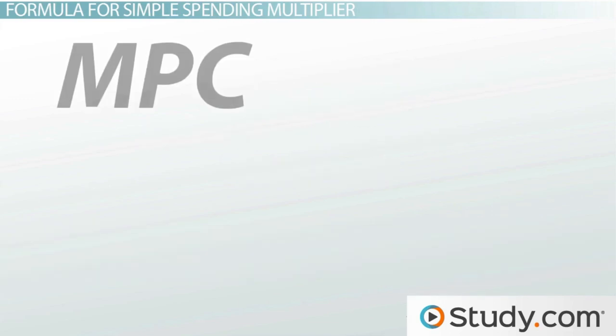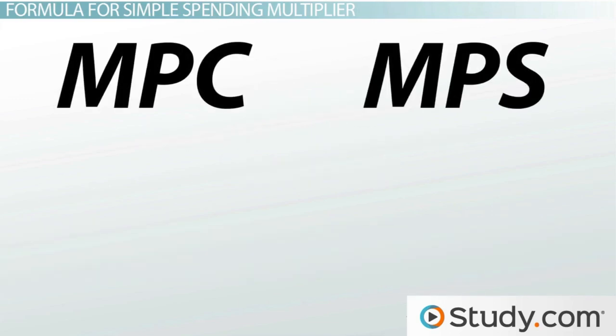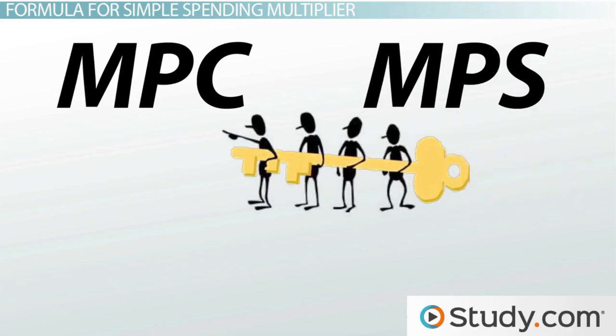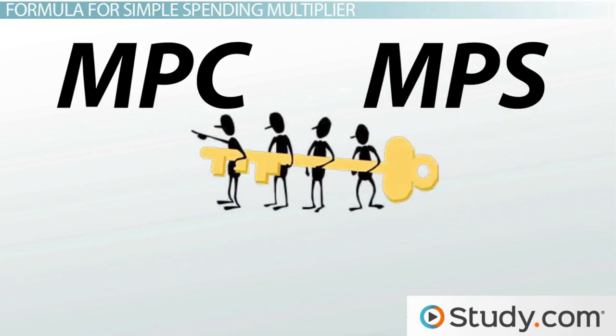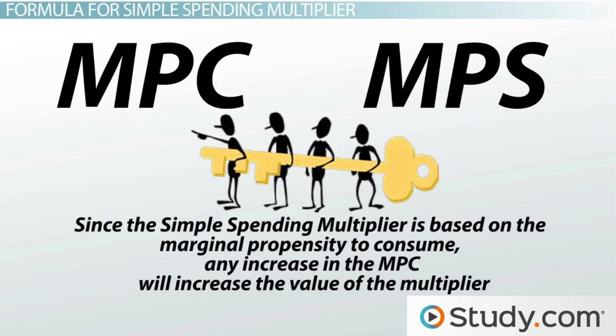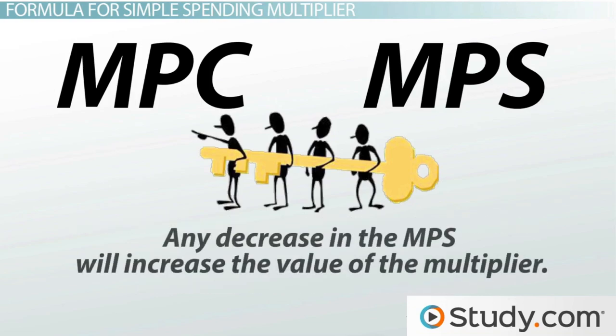When you think about it, the MPC and the MPS are the key to this formula. When they change, the multiplier effect changes. Since the simple spending multiplier is based on the marginal propensity to consume, any increase in the MPC will increase the value of the multiplier. Likewise, any decrease in the MPS will increase the value of the multiplier.